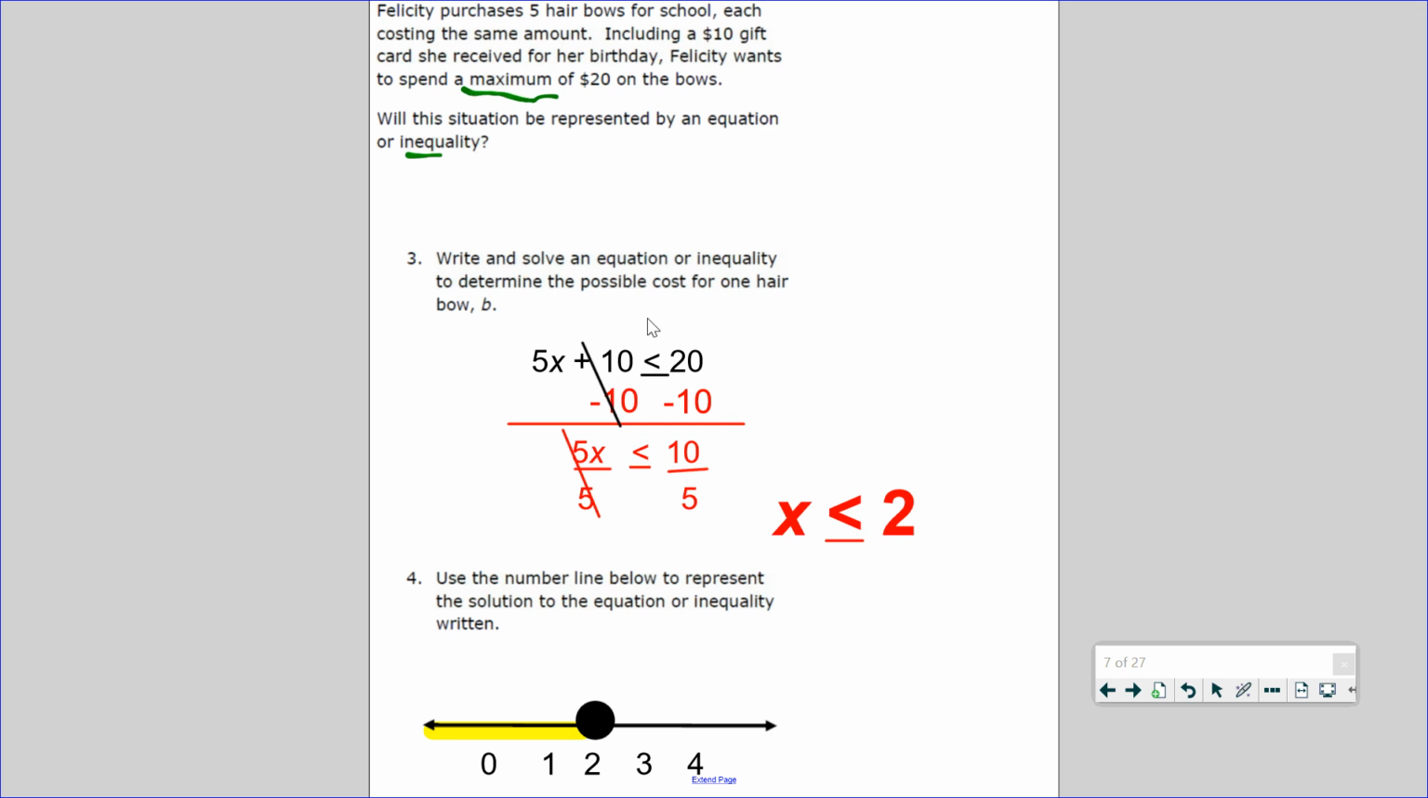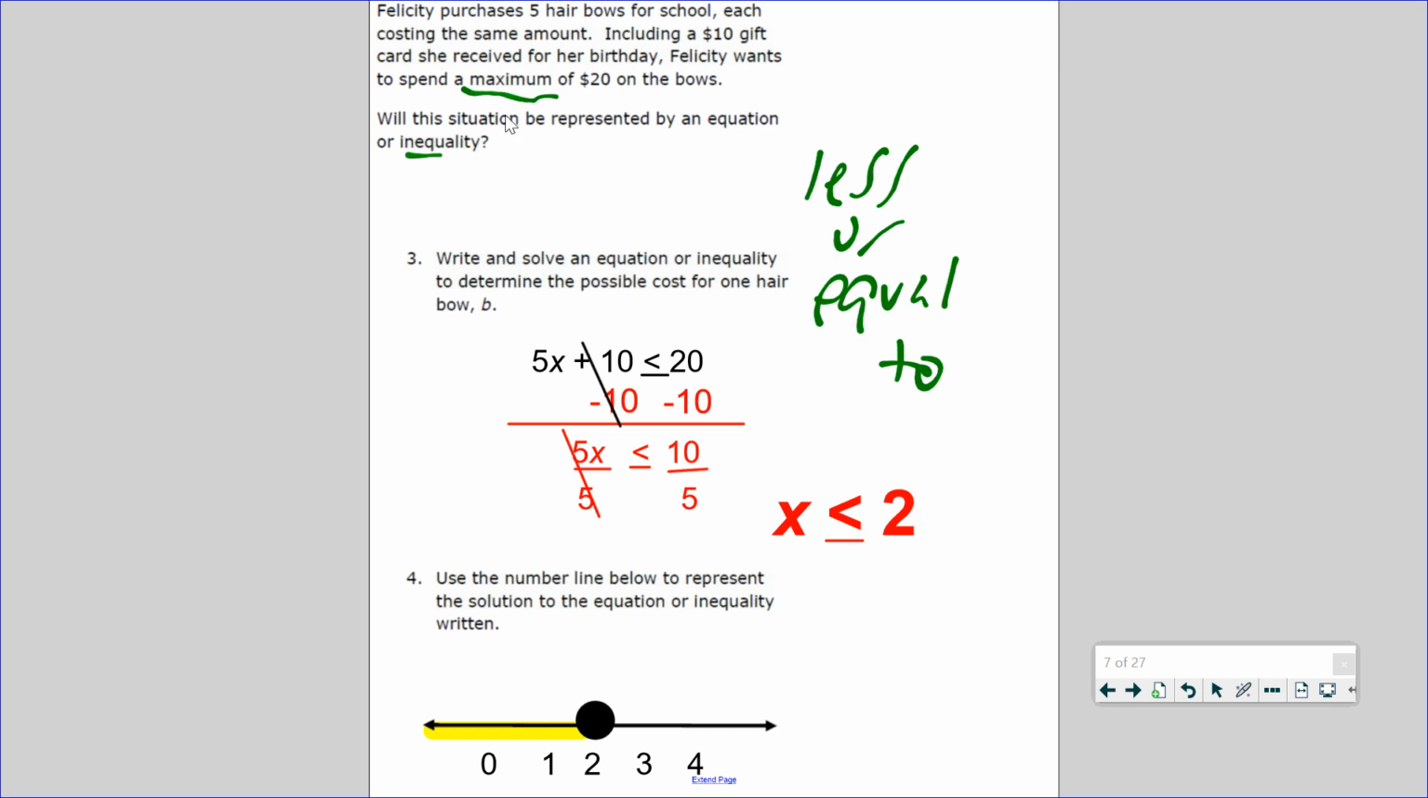So maximum means the most you'll pay. So maximum means less than or equal to. That's why we use this symbol, 20. So we subtract 10 on both sides. 5x is less than or equal to 10. Divide both sides by 5. X is less than or equal to 2. Closed dot and shade less than 2.